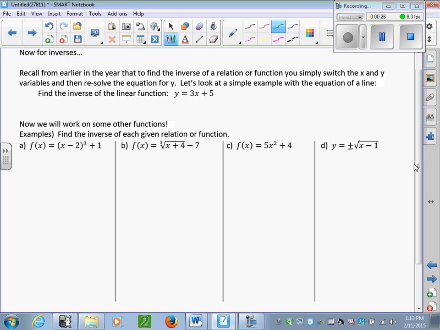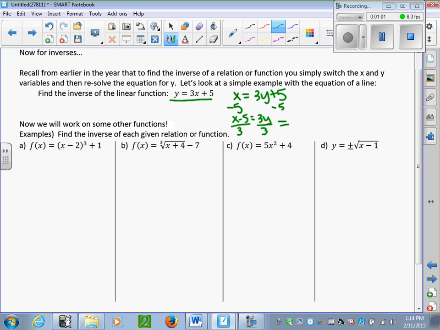All you do to find the inverse of a linear function is switch your x and your y. So let's do this little example right here at the top that shows that. I'm going to switch my x and y, so I get x equals 3y plus 5. Then I'm going to solve back to get y by itself. First I need to subtract 5 from both sides, which gives me x minus 5 equals 3y. Now I'm going to divide by 3 on both sides.